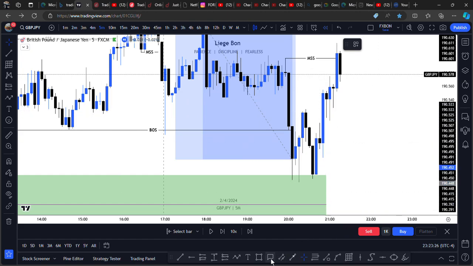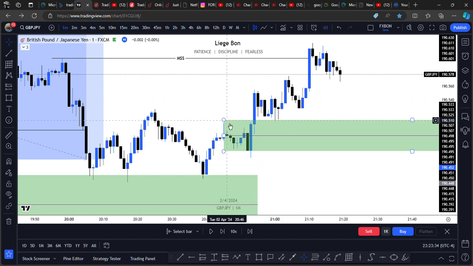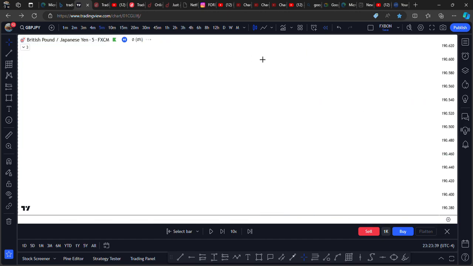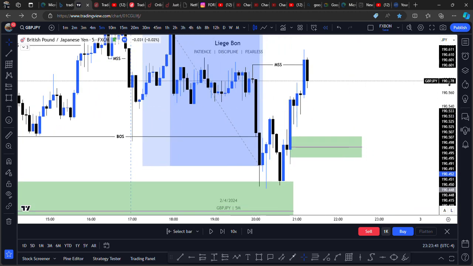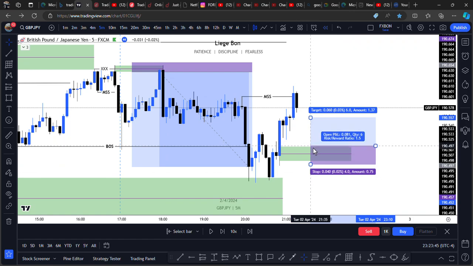Clearly we could see that there is an order block here. Clearly there's an order block here. You can see this order block. Let's go on the 1 minute and see, or lower time frame. Awesome. You can see the order block right here. So we could be buyers here again. And let's put a buy. We go in buy here again.